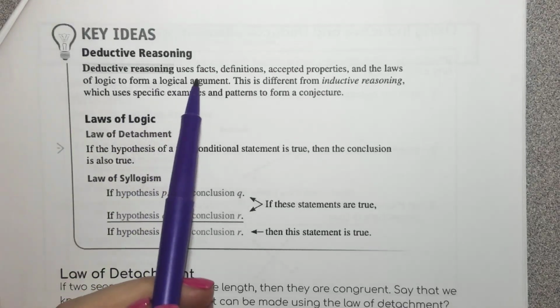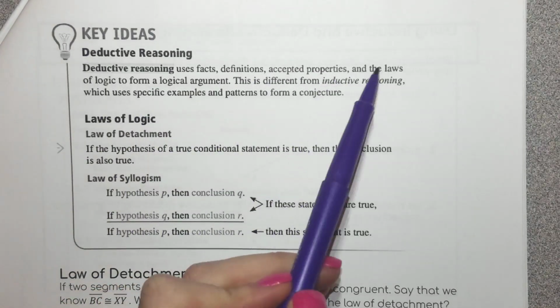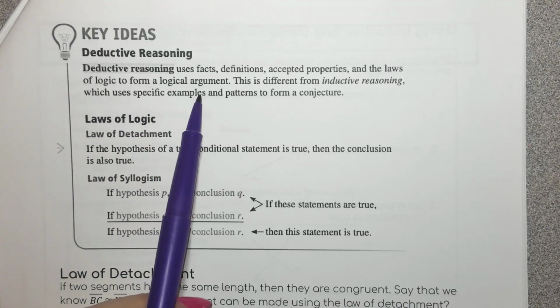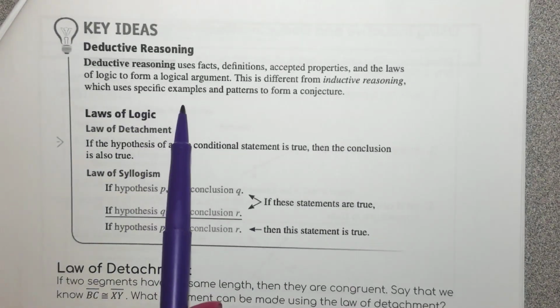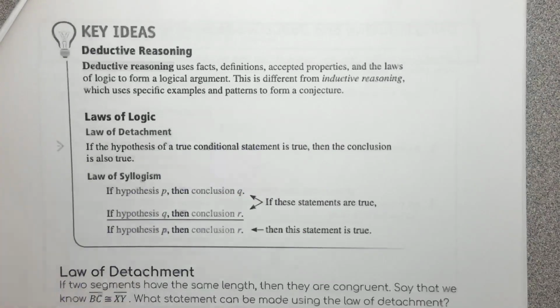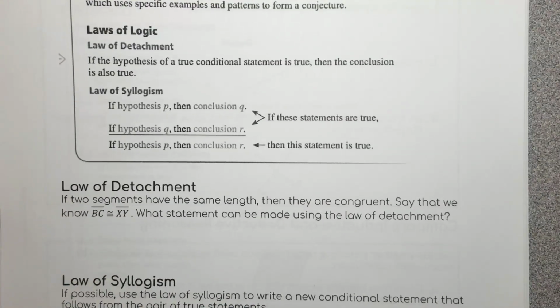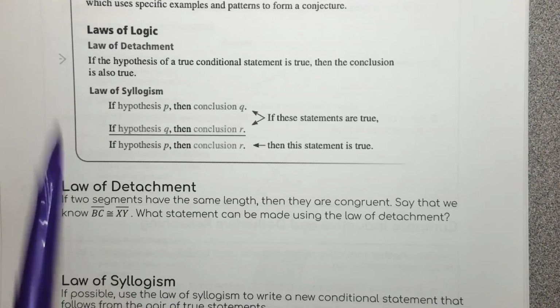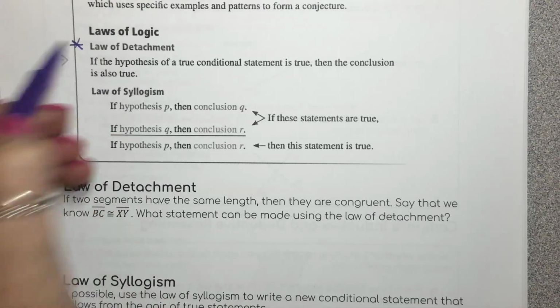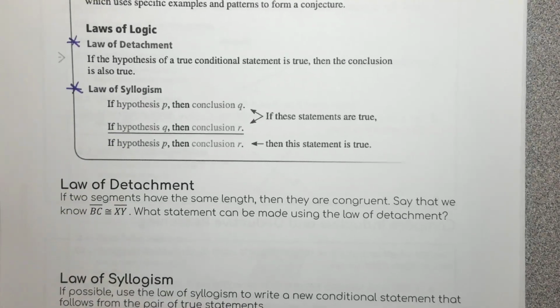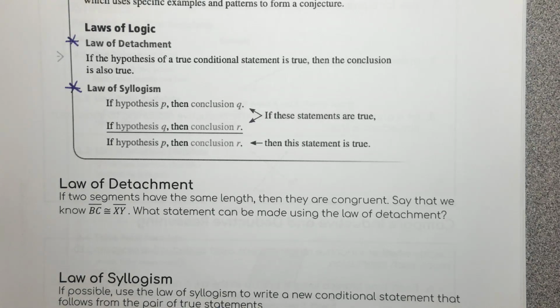Deductive reasoning uses facts, definitions, accepted properties, and the laws of logic to form a logical argument. This is different from inductive reasoning, which uses specific examples and patterns to form a conjecture. And now we're going to start learning what the laws are. All right, here's the two laws of logic we're going to look at. The law of detachment and the law of syllogism. You need to know what these two things are, so make sure that you know the names of those.